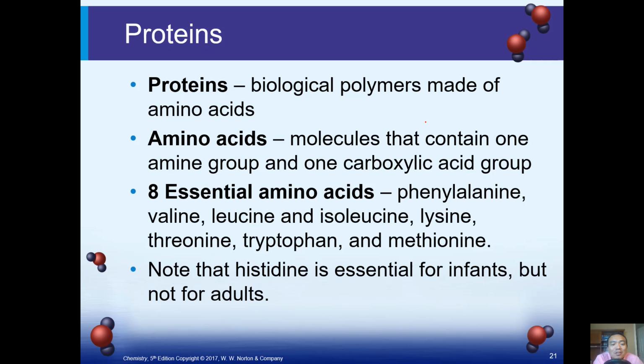You also need to know the 8 essential amino acids. I do not expect you to memorize all of them, but you do need to know some amino acids are essential because they cannot be synthesized by our body. Do remember histidine is essential for infants, but not for adults. Let's look at the details about amino acids.